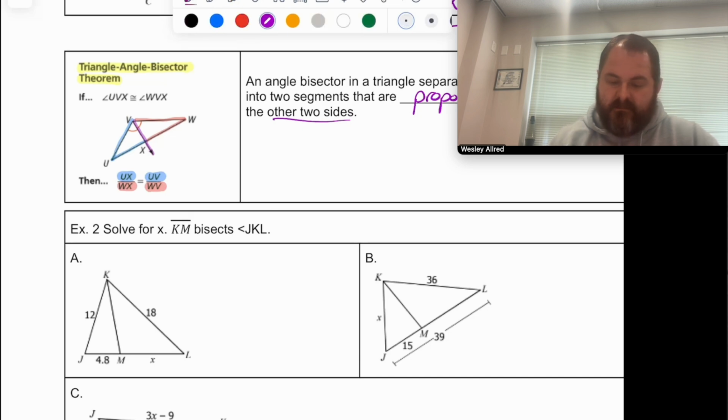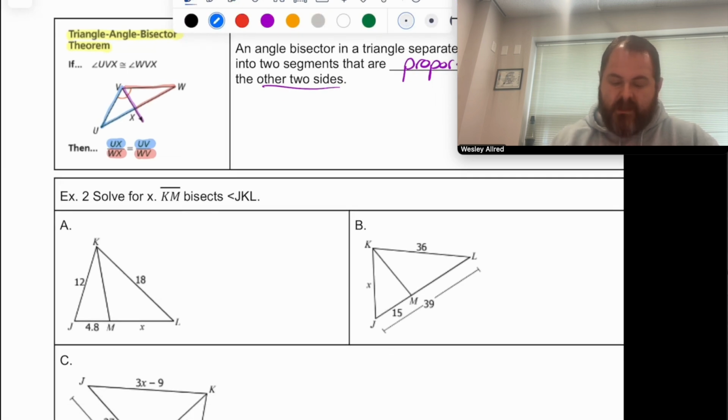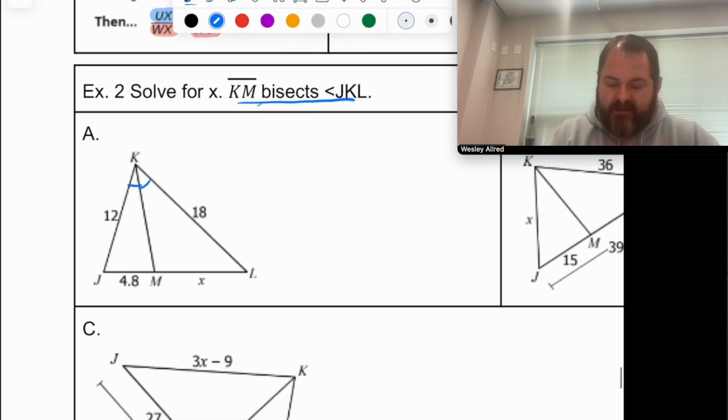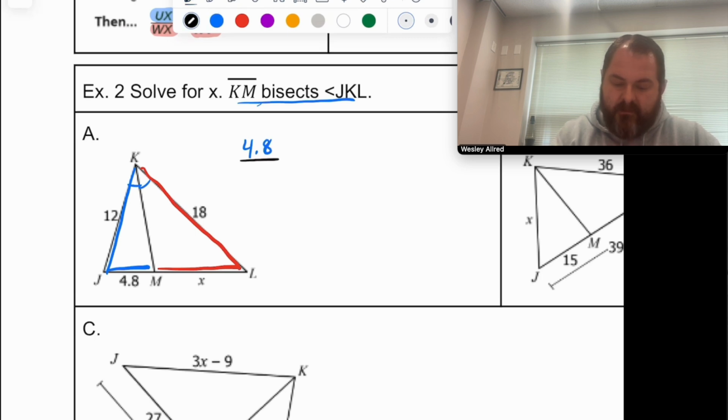So we can see that worked out in these examples. So what we have is that we have an angle bisector for each one of these pictures. So this is our angle bisector. That means that this segment compared to the other segment X has got to be equal to this side 12 compared to the other side 18. So we can set up that proportion. 4.8 over X has to equal 12 over 18.